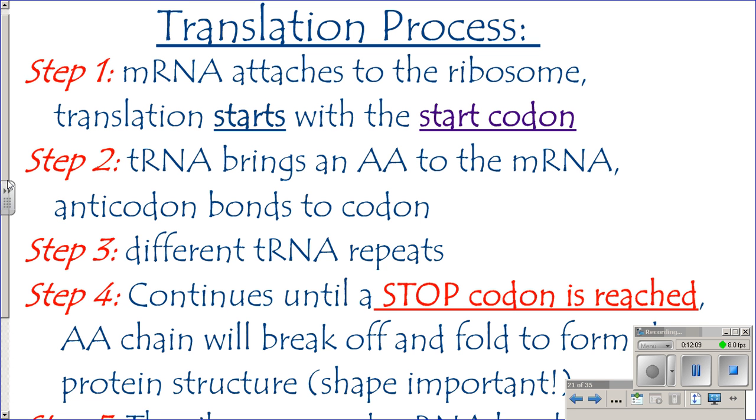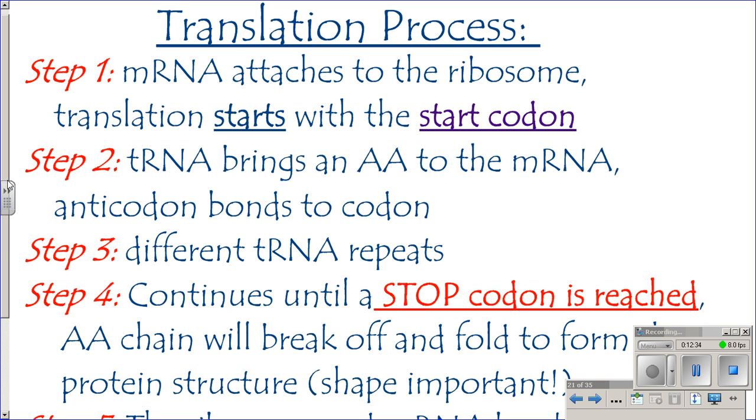They're going to do that until they see something that says stop. So I'm just going to write continues until stop codon. Do you have your stop codons listed on your paper someplace? What's one of them, Alex? UAA. Okay, I'm just going to write that one example. UAA.